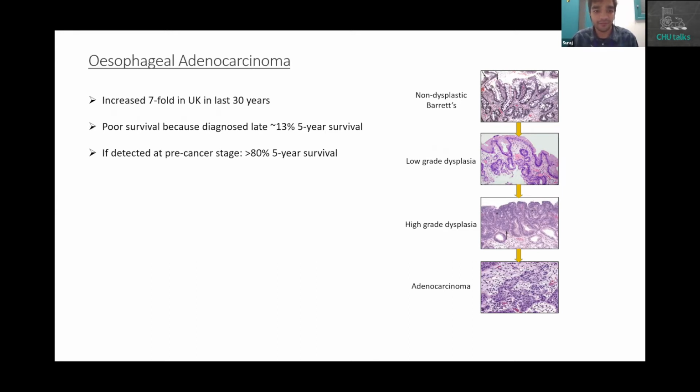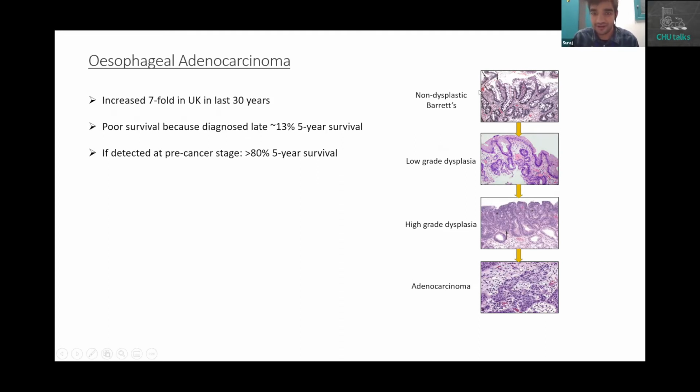And finally, the more promising aspect of this statistic is that if detected at the precancerous stage, which is the earliest stage, the survival jumps up to greater than 80%, which is what our lab is, I guess, focused on delivering. And on the right, you can see the progression of a normal tissue that leads to adenocarcinoma in the end, which is the cancer.